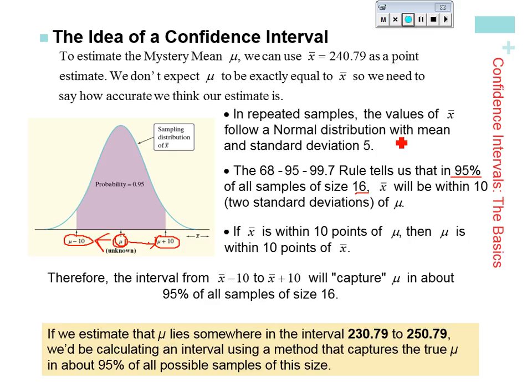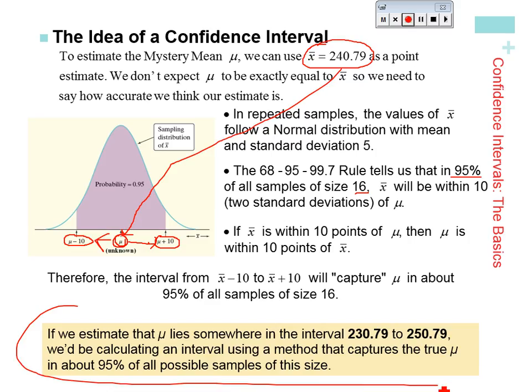So as far as what we're going to use here, since we don't know what the population mean is, we're going to use this sample mean in its place. And if I take that sample mean and put it in here, what I would end up with is this here at the bottom. And what we would estimate is that mu lies somewhere on the interval between 230.79 and 250.79. And we would be calculating an interval using a method that captures the true value of the population mean in about 95% of all possible samples of this size.